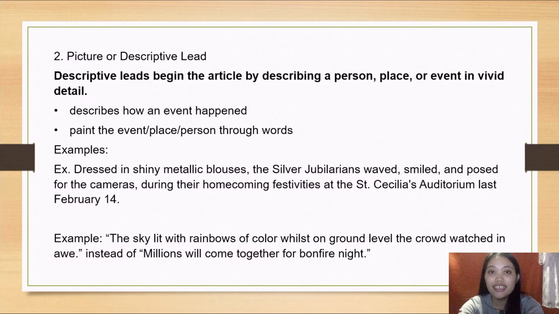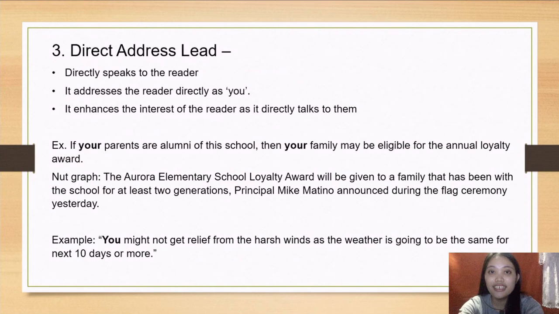Now, let's go to direct address lead. So, what is direct address lead? This lead directly speaks to the reader. It allows the journalist to talk to his or her audience by using the second person point of view, like the word "you." It enhances the interest of the reader as it directly talks to them. So this lead induces the reader to continue reading because it involves them. It makes them collaborators with the facts in the story.